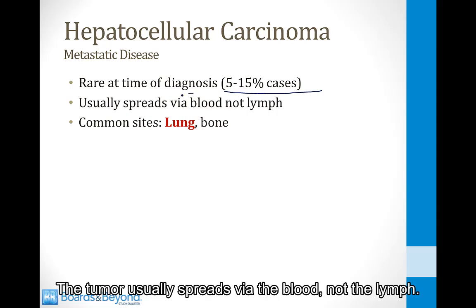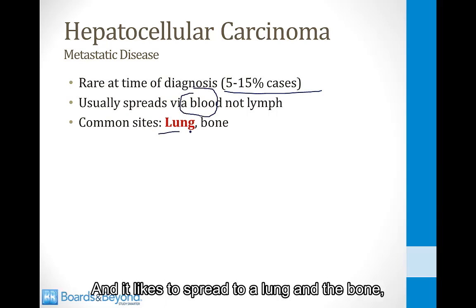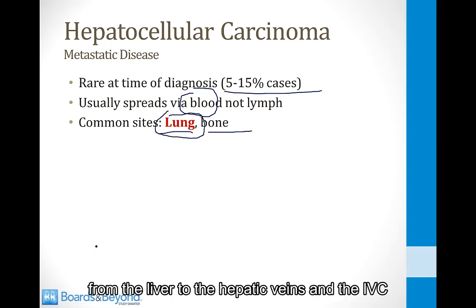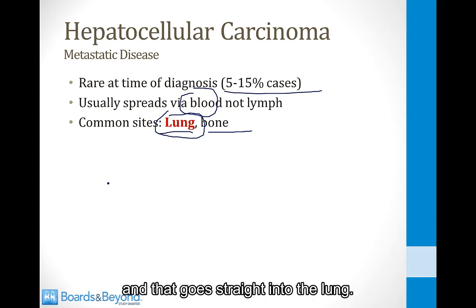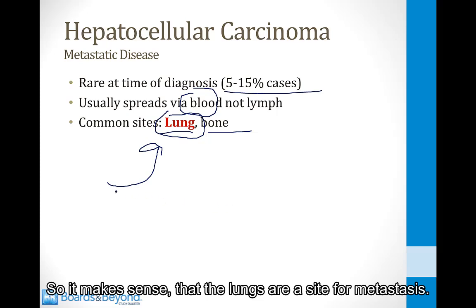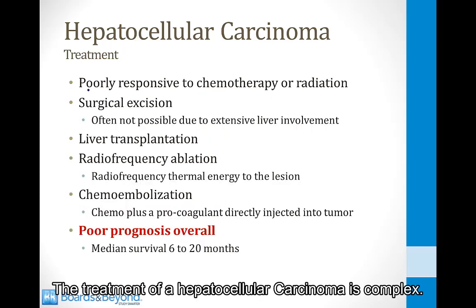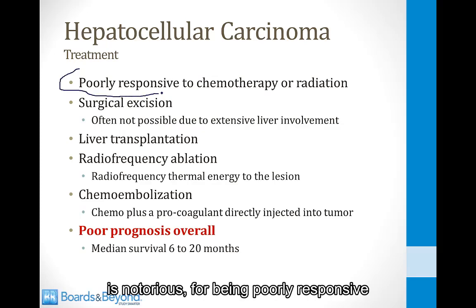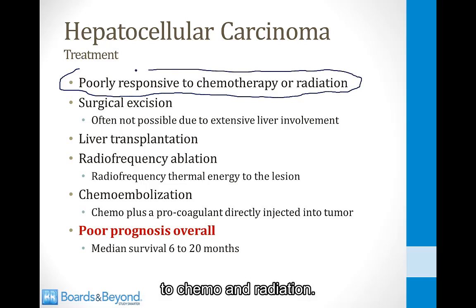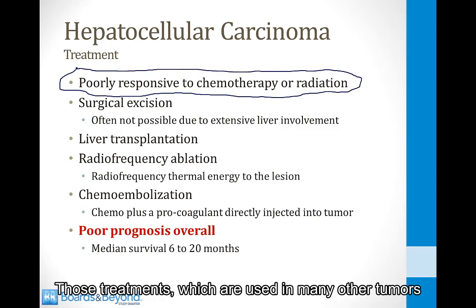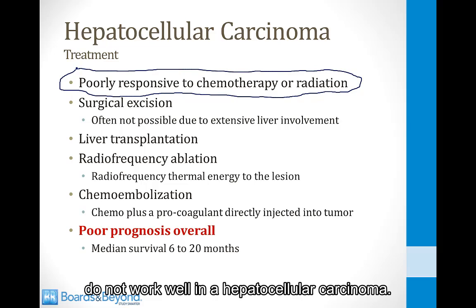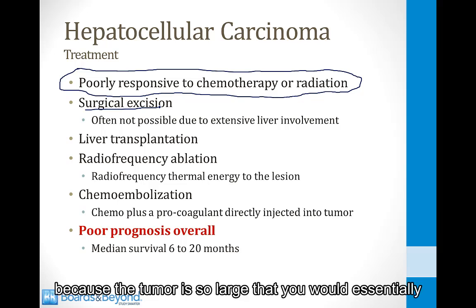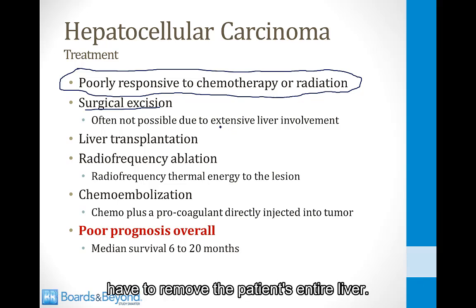The tumor usually spreads via the blood, not the lymph, and it likes to spread to the lung and the bones, especially the lung. And you may know that the blood drains from the liver to the hepatic veins and the IVC, and that goes straight into the lungs, so it makes sense that the lungs are a site for metastasis. The treatment of hepatocellular carcinoma is complex, but one thing that's easy to remember is that this tumor is notorious for being poorly responsive to chemo and radiation. Those treatments which are used in many other tumors do not work well in hepatocellular carcinoma. Surgical excision is an option, but it's often not possible because the tumor is so large that you would essentially have to remove the patient's entire liver.